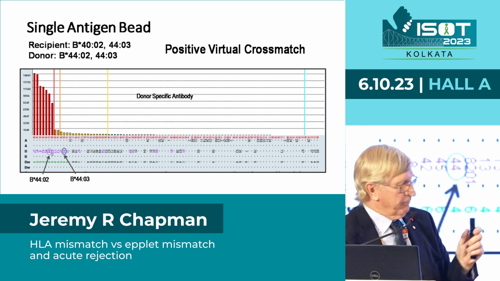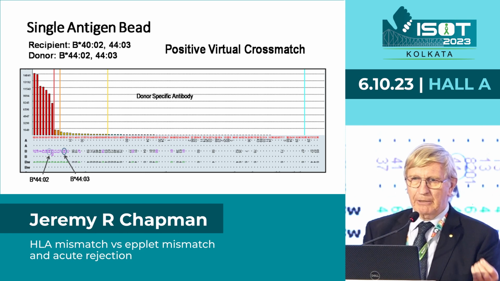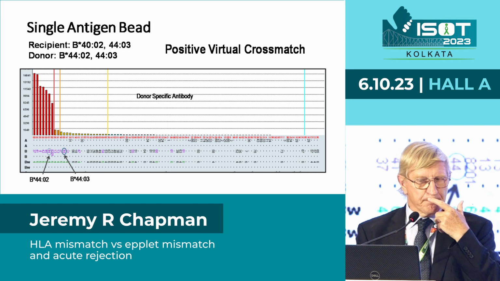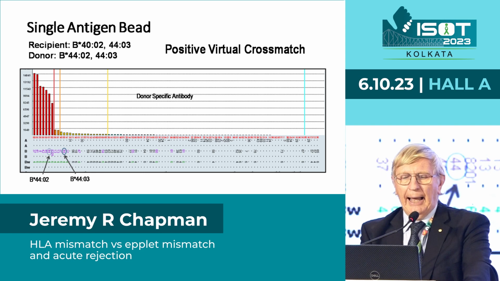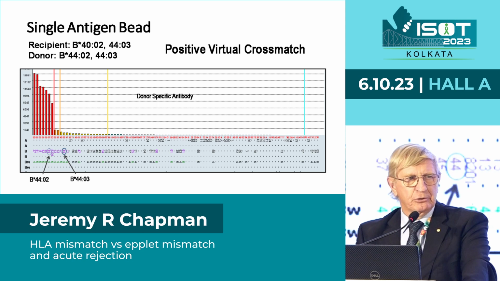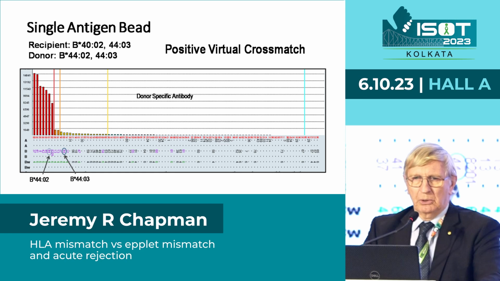So now, if you hadn't done that subtyping, you'd think you'd got an antibody to the patient's own antigen, but you haven't. It's a subtype. And if you hadn't done the typing to that level, you wouldn't know. So actually, when you do the typing, the donor is not homozygous. It's B44:02, B44:03. And therefore, you have got a donor-specific antibody. And you do have a positive virtual cross-match. In this patient, the recipient has an antibody to B44:02, and you're at risk of a severe acute rejection, antibody-mediated rejection.